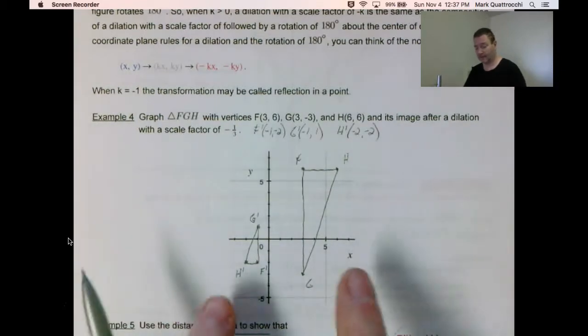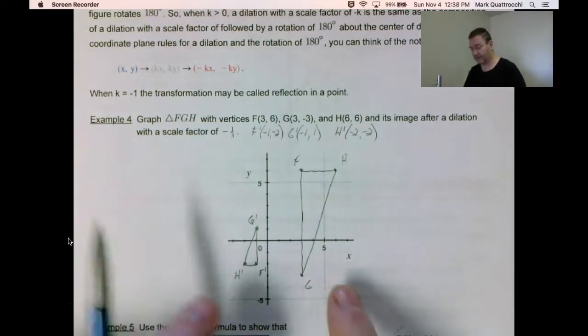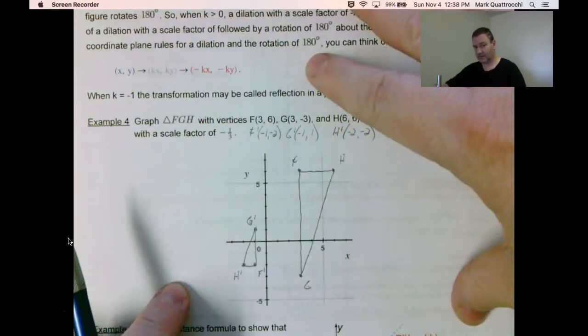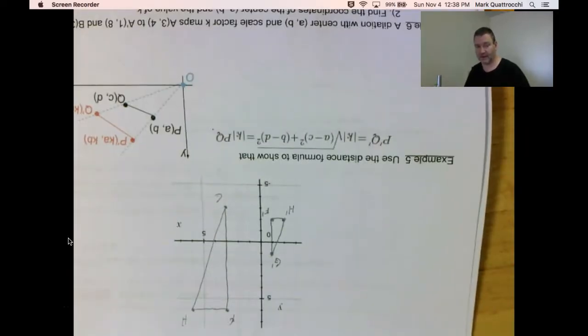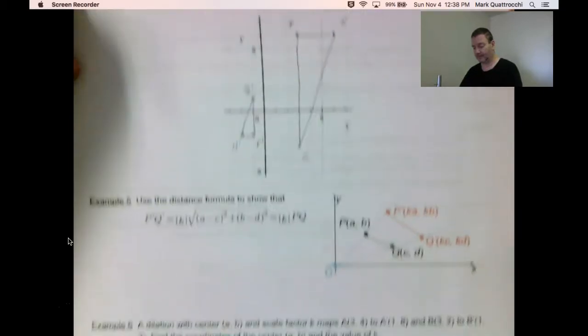Which you can tell there's been a reduction. 1/3 is a reduction scale factor, and the whole image has rotated 180 degrees so that we have a different orientation now. All right. Example 5.